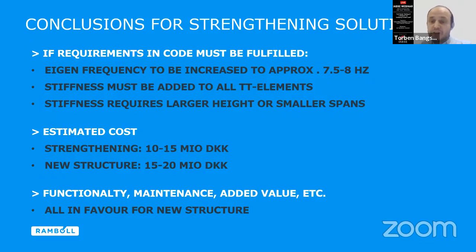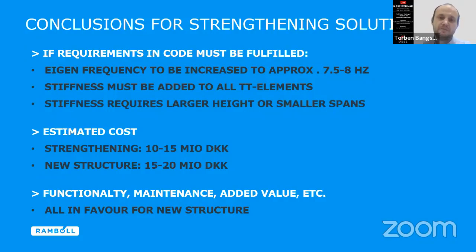We could also replace the structure and replace all the elements, but in total it would mean that the strengthening would at least, at that time, be estimated at 10 to 15 million. Actually, we ended up estimating it a bit higher at the end of it, and the new structure, if we should replace it, was 15 to 20 million. And that was something that we found quite severe.